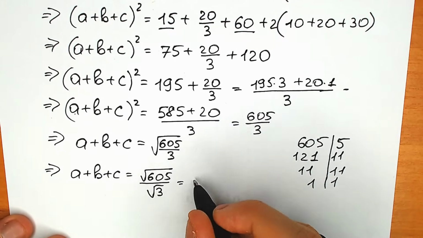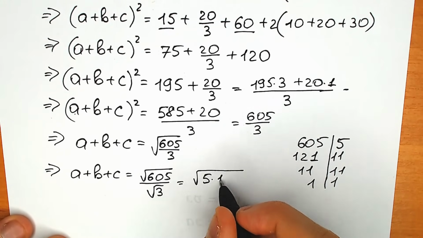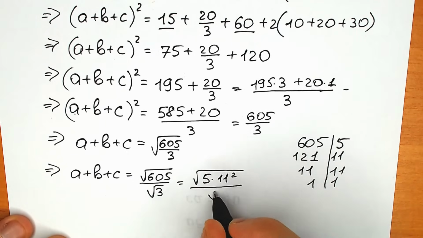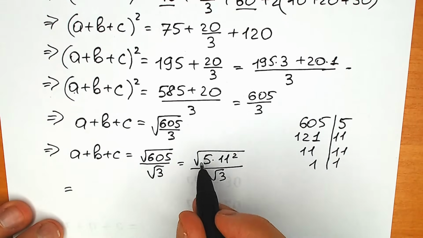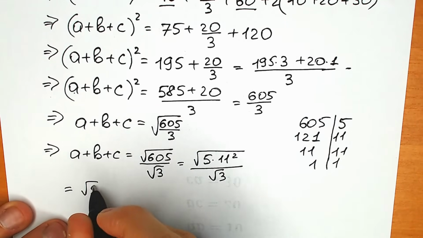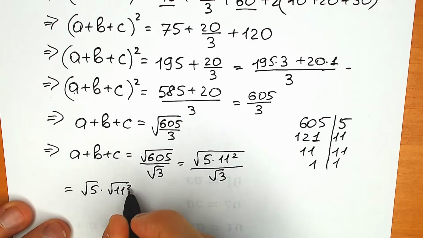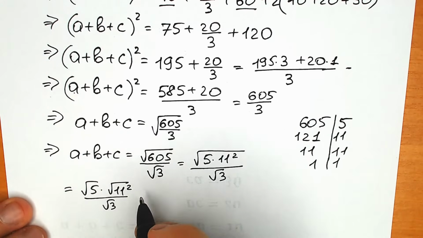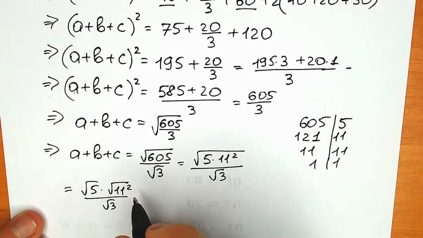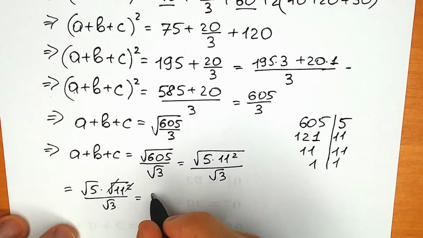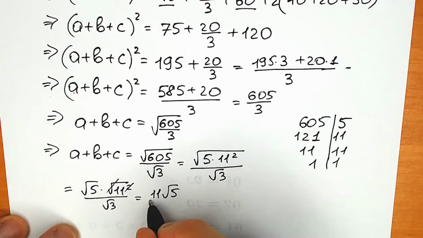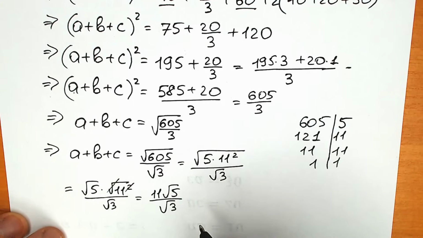So let's do this. Square root of 5 times 11 squared over square root of 3. Let's simplify this right here. This is our last step. From here we can easily split it: square root of 5 times square root of 11 squared over square root of 3. And from here we can easily write it as 11 right here. This is equal to 11. We can easily cancel the 2 and the square root sign. So 11 square root of 5 over square root of 3. And it looks like this is our answer to this question.